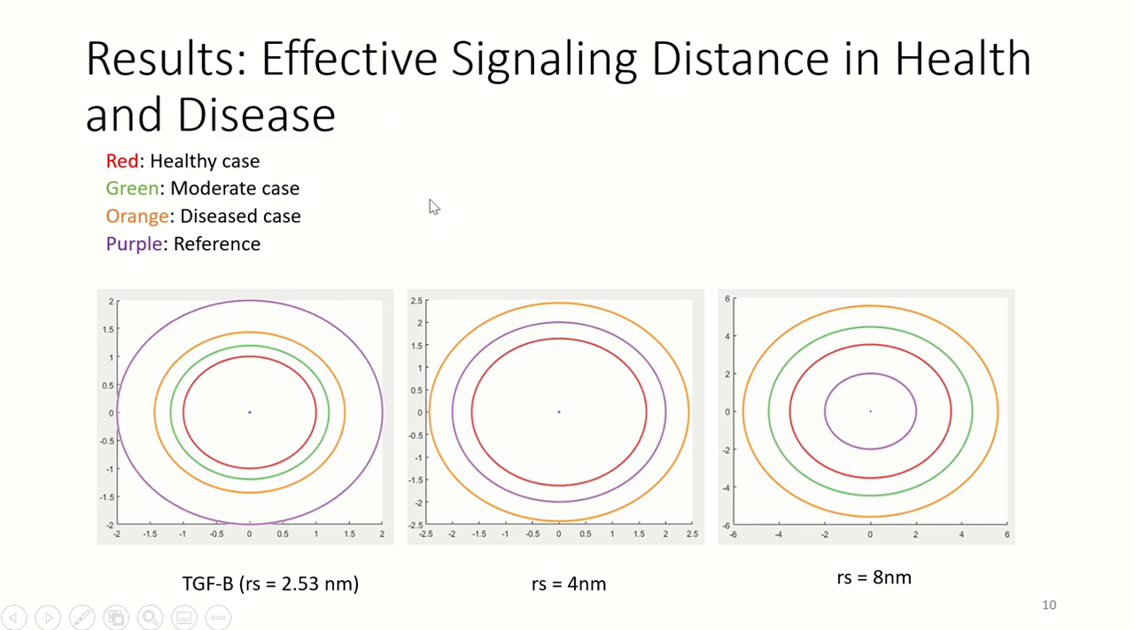And so we can see that more clearly here, where these circles are showing the range of signaling for the different cases. Red is showing the healthy case, and then orange is showing the diseased case, and then green is the moderate case, and purple is a reference case showing the maximum propagation distance. And we can see that as the level of fibrosis, or the level of extracellular matrix accumulation increases, shown by the diseased case, the ability of cells to signal, or their range of signaling, increases. And this property is magnified even more for larger signaling molecules. And we see here that relative to the purple, which is the reference, the range of signaling for these larger solute molecules is even greater.